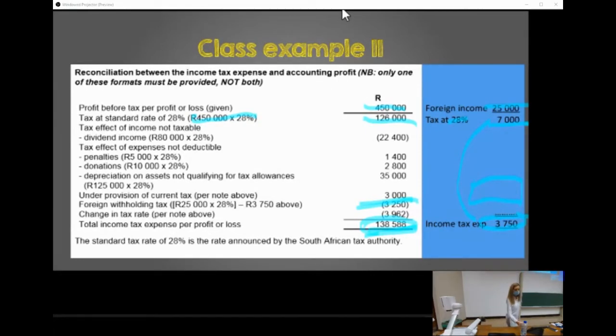Okay, so we say, foreign tax was not actually that high. It wasn't at 28%. It was a lower amount. Therefore, the difference between the 28% and whatever the percentage is that we paid the foreign tax, that difference goes into the reconciliation. Okay.